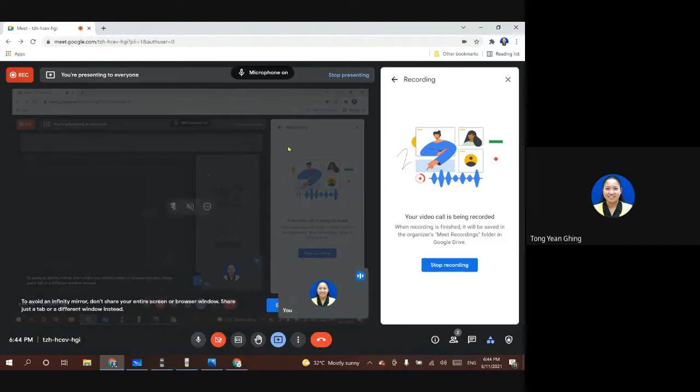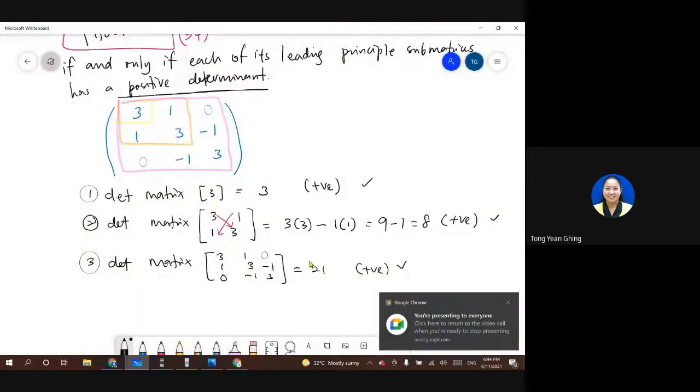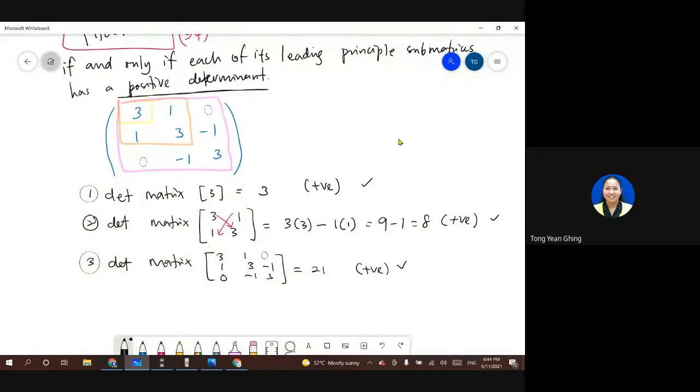Sorry class, we continue. So we continue from just now. When all of the determinants of the submatrices of this matrix A are positive, this matrix can be said to be symmetric positive definite using the theorem.